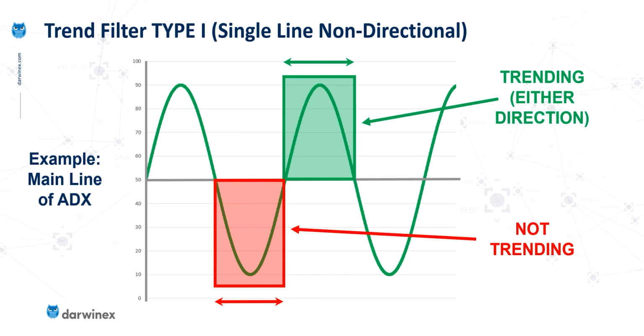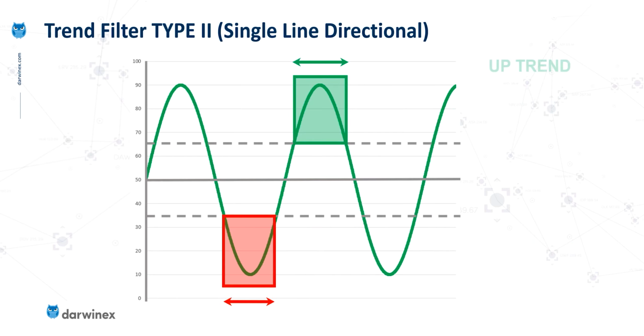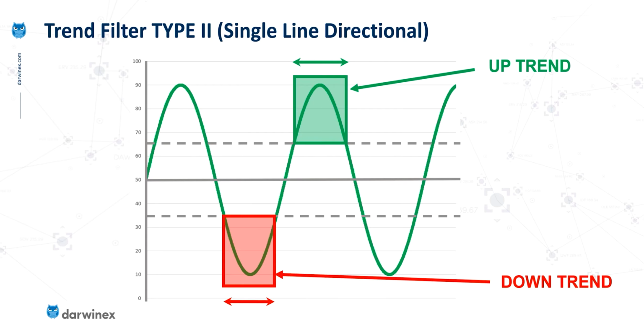But that disadvantage of this type of trend filter isn't something that we see in the second type, which is the single line directional. This type of trend filter does give you the information you need about, firstly, whether we are trending, but secondly, in which direction. So again, typically the way this kind of indicator works is that if the line is in the upper region, this is an indication of an uptrend. If the line this time is in the lower region, this is now an indication of a downtrend.